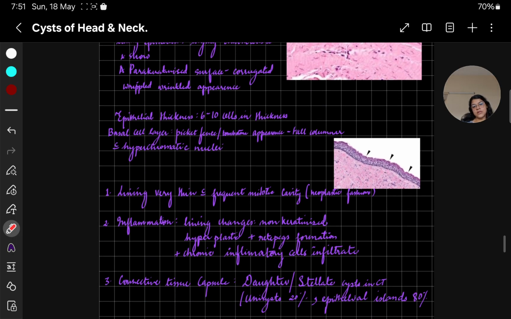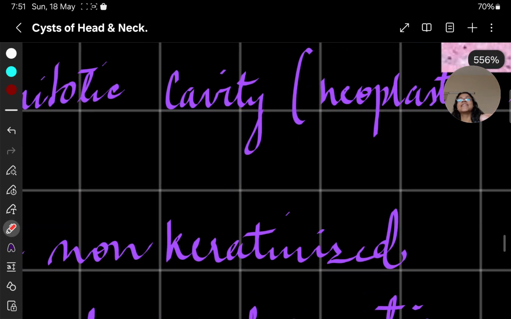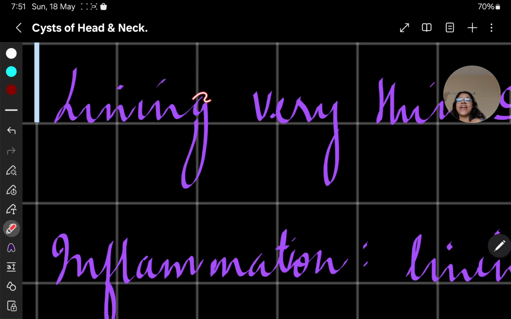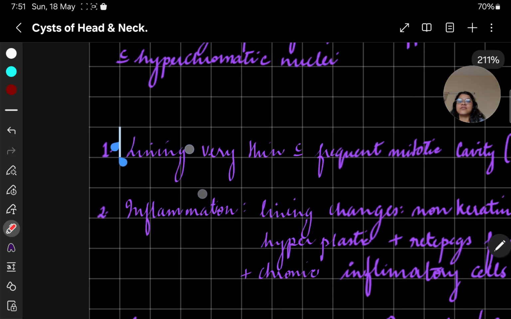Okay. So the lining is very thin with frequent mitotic activity. It is neoplastic in fashion. So the epithelium is very thin, and it has mitotic activity seen.